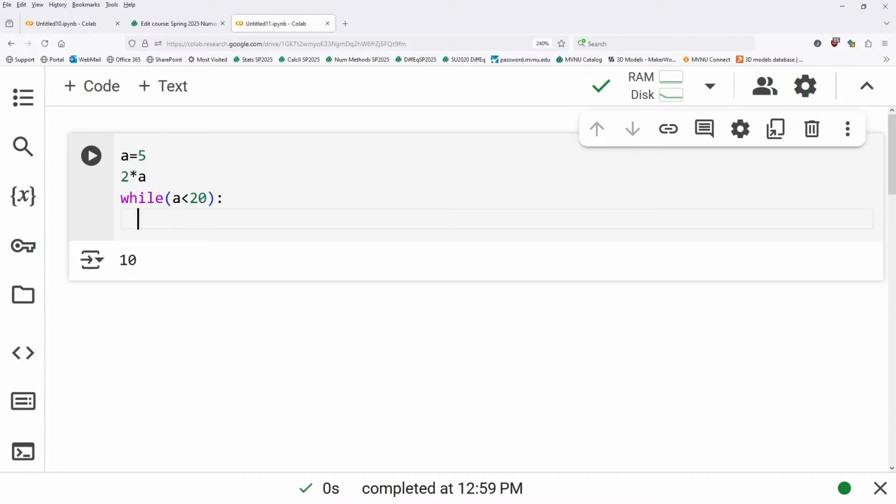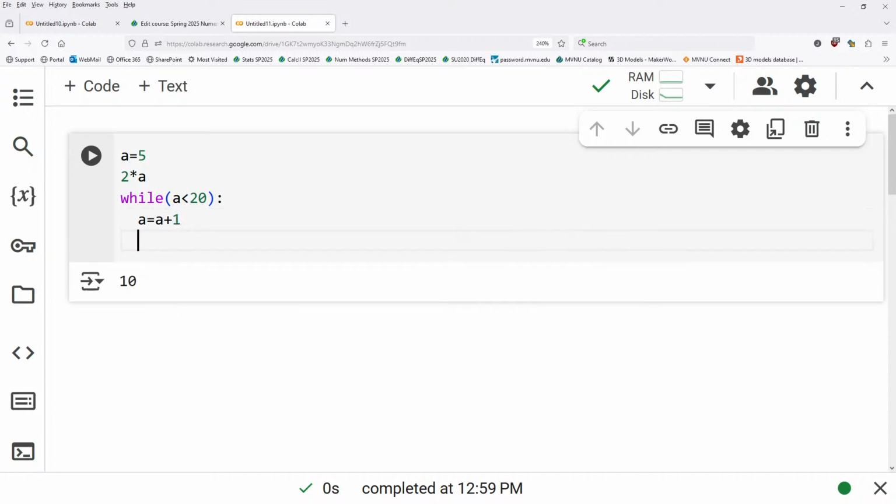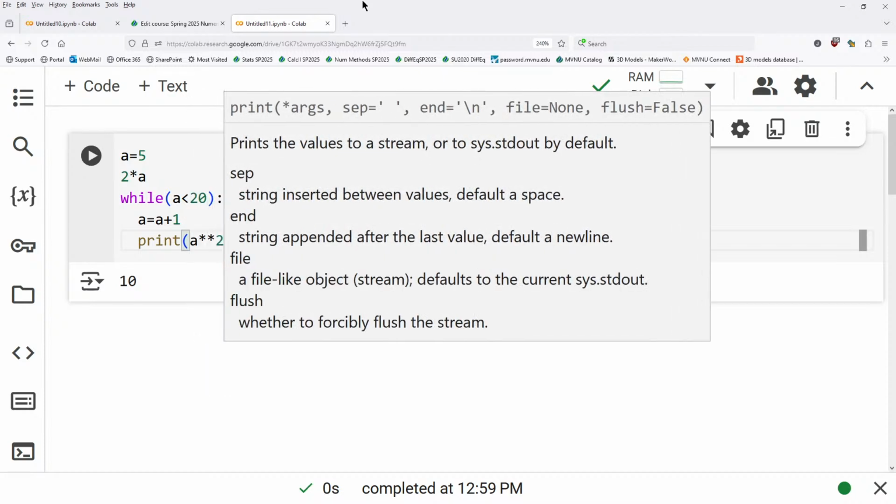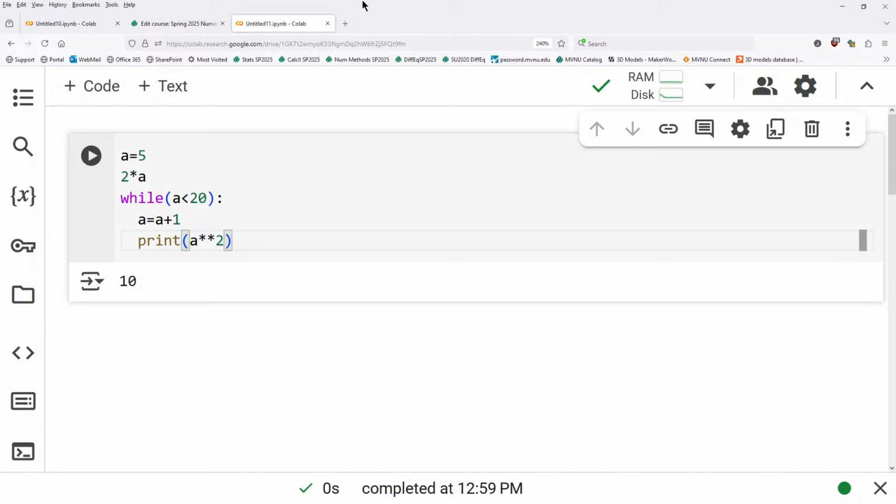So I suppose, so that this doesn't keep going forever, I should say something like this: A is equal to A plus 1. I think there's a quicker way to do that, but I don't care. And then I could do something like print A squared. There. Basically, while A is less than 20, it'll start with A equals 6, because it'll add 1 before it prints. It'll print 36, 49, 64.